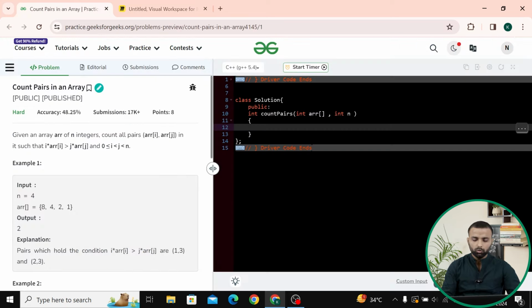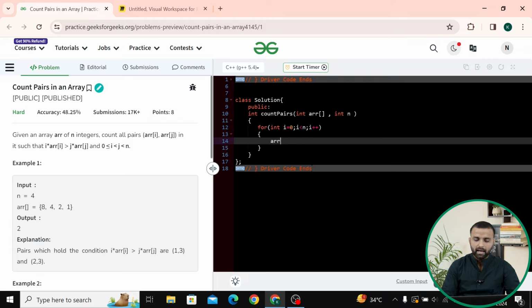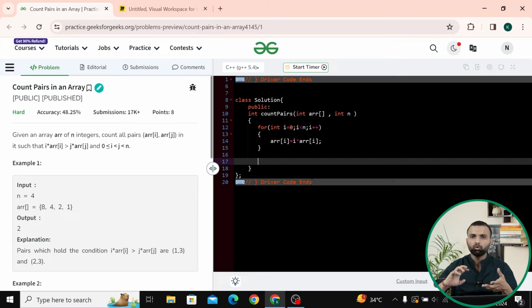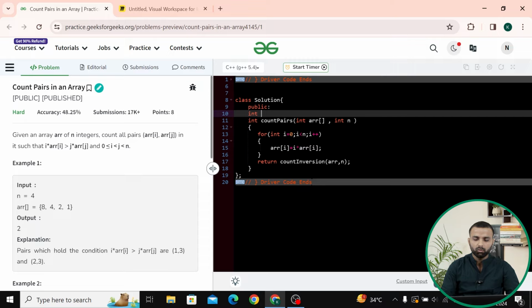Let's code this now. So the first step is to change my array, right? We have to modify my array. So let's modify it. What I'm doing here is array i is equal to i into array i. This is a simple step, right? Now my question is converted into the count inversion question. Let's write the function count inversion now. Inside this I am passing the array and the size of it, right? After that, let's create a count inversion array.